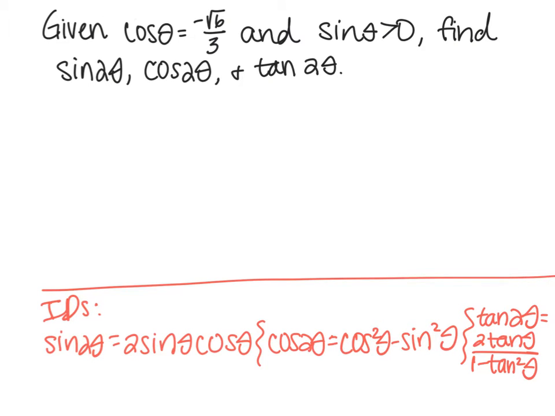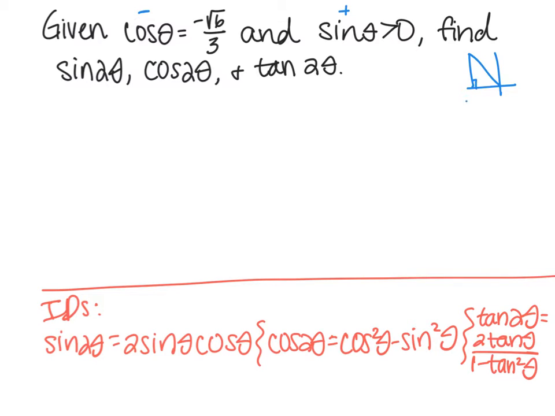Okay, so these double angle identities are going to work the exact same way that the sum and difference identities worked. So this problem deals with drawing triangles using our formulas. We are given that cosine is negative root 3 over 2 and sine is greater than 0. If you remember from before, this was just to help us find our quadrant. So if cosine is negative and sine is positive, that means we will be in quadrant 2.